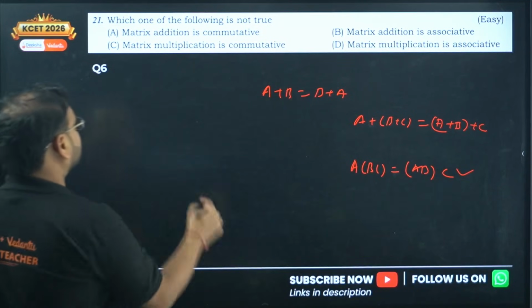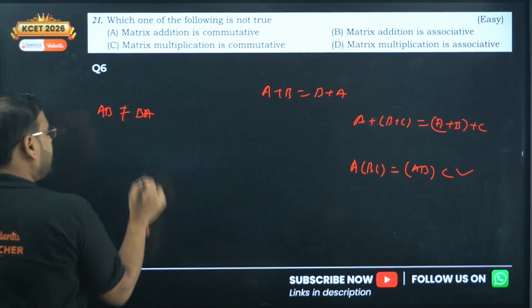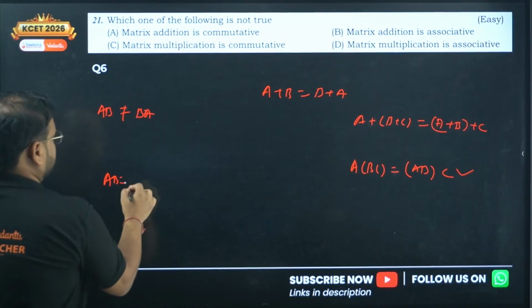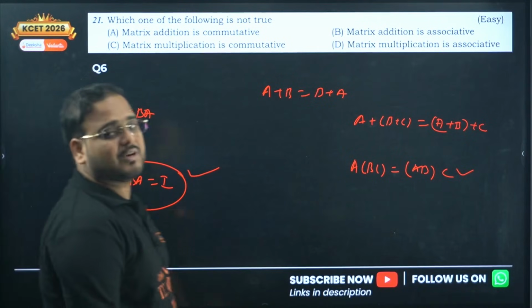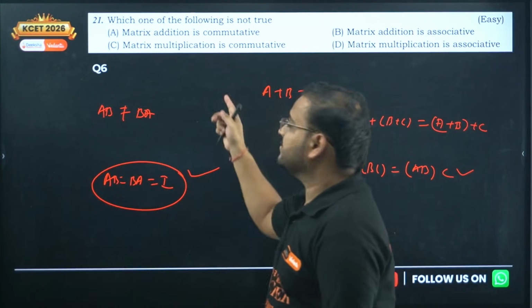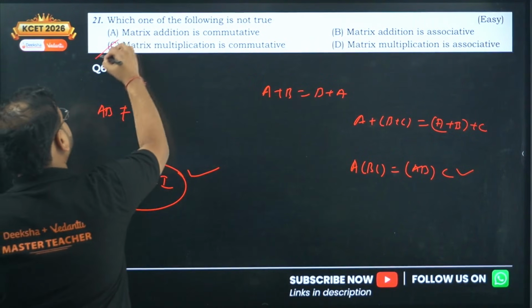The same for commutative, this is not possible for product. AB is not always equal to BA. It is only true in special cases, such as with an inverse. So not always commutative, hence the answer is option C.